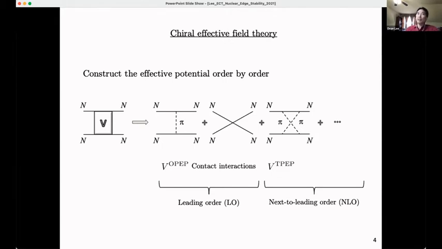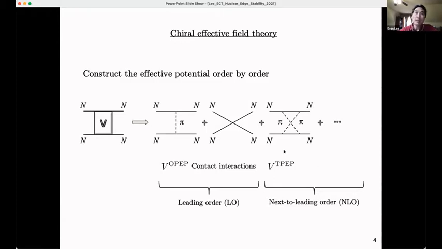So we put chiral effective field theory on the lattice. That's essentially the idea: we're interested in the low energy physics of the nucleons interacting with each other. And so at leading order, we have the long range exchange of pions, the 1 pion exchange, as well as S-wave contact interactions like this. And then at higher orders, we have things like 2 pion exchanges and things like that.